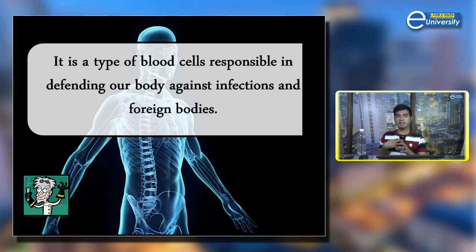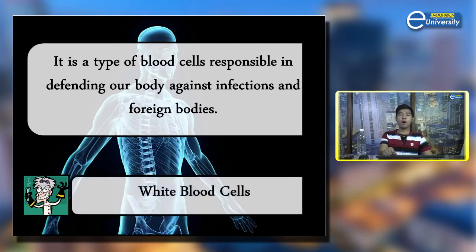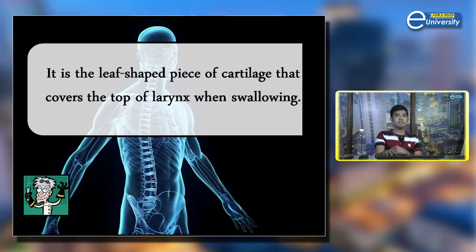Next, it is a type of blood cell responsible for defending our body against infection and foreign bodies. This question was derived from our lesson about the circulatory system. The correct answer is white blood cells or leukocytes. Very good. Their function is to defend our body against infection and foreign bodies.